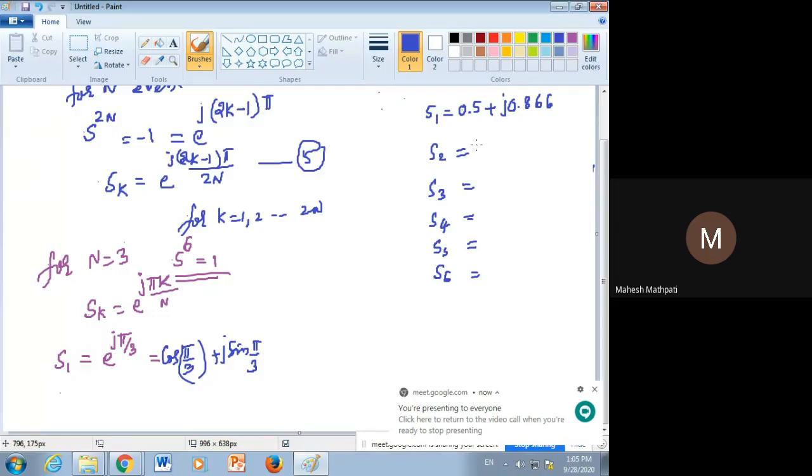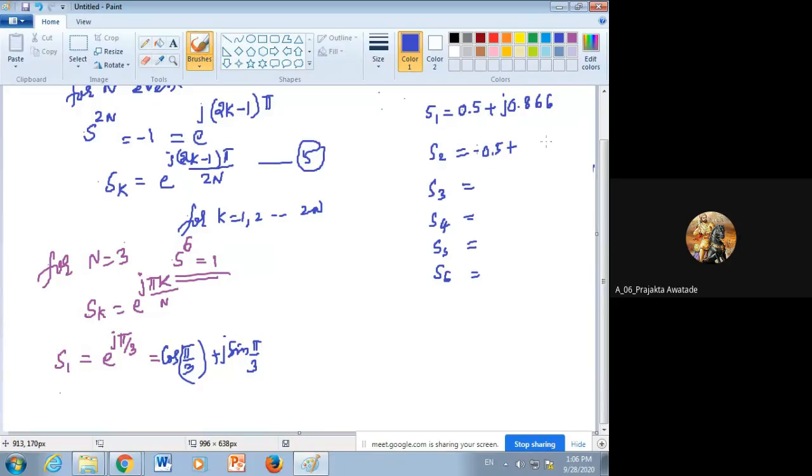Yes, has anybody got the value of S2? S2 का वैल्यू कितना आ रहा है? Minus 0.5 plus j 0.866. It is minus 0.5 plus j 0.866. Hope everyone has understood. अगर किसी को कोई प्रॉब्लम है तो प्लीज आस्क.